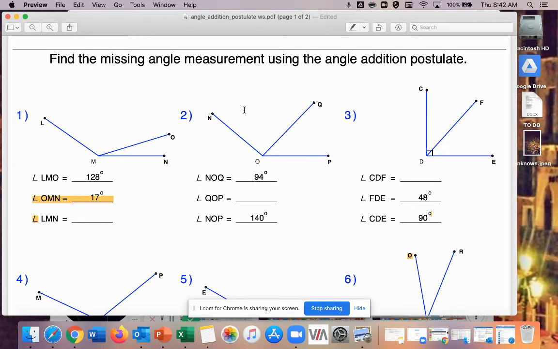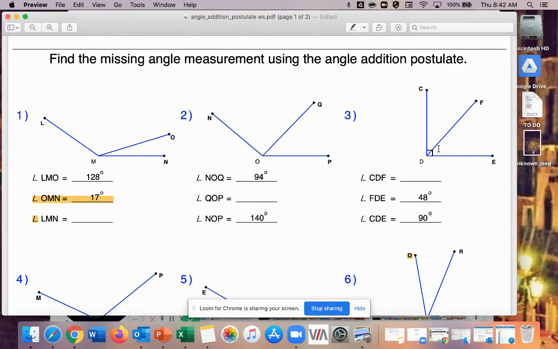But looking at this, let's look at the next angle. We were given OQ, this part right here, and this section is 94 degrees. We're told NOP, the large section, is 140. So we need to solve for this section, QOP. We know the total is 140, and this section is 94. If we subtract this section from the total, we'll be given this section. So we do 140 minus 94, and that should come out to 46.